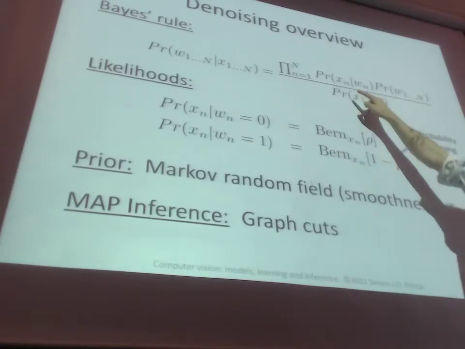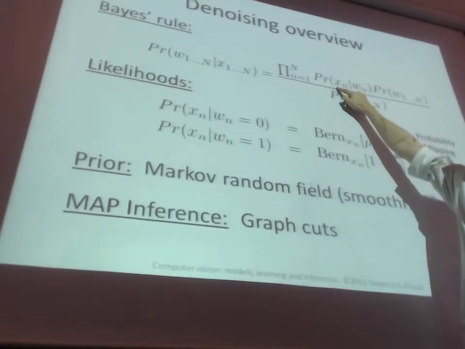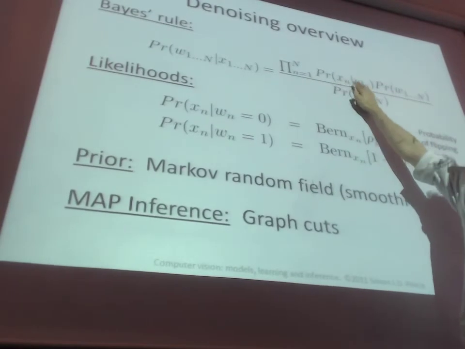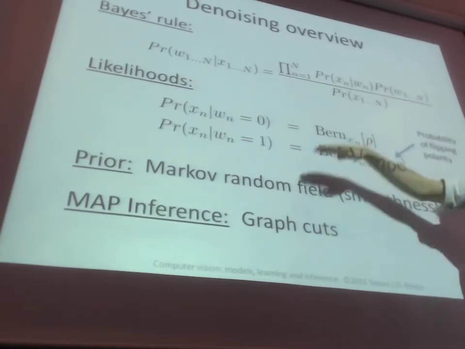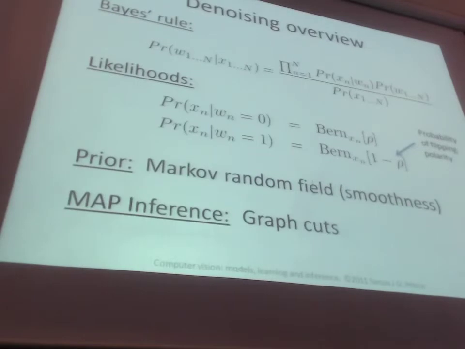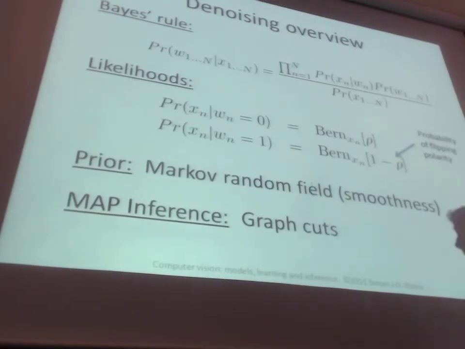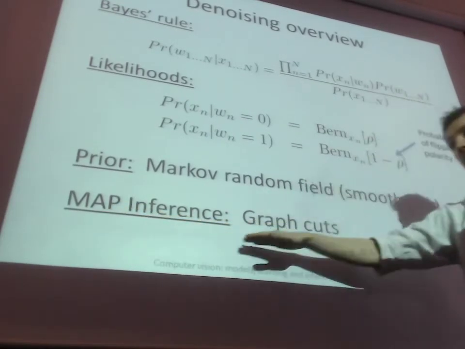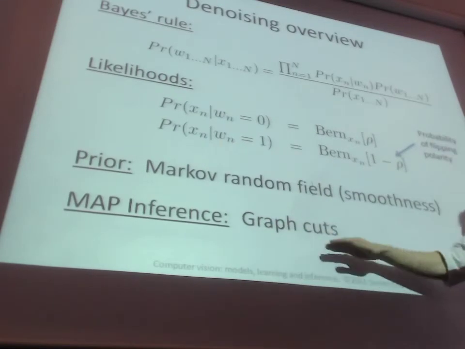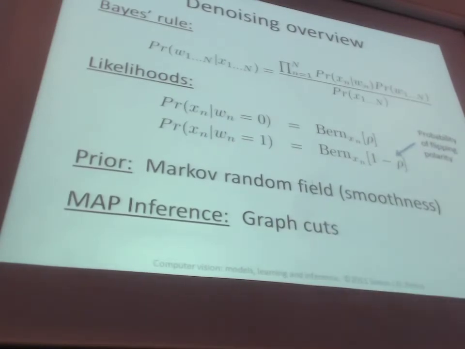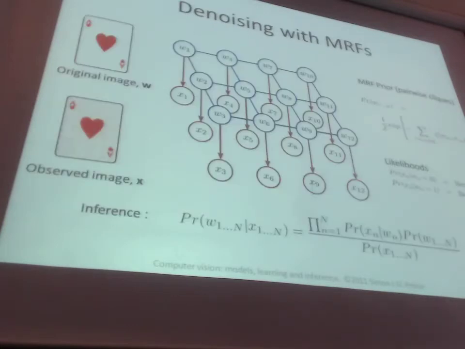But remember, that was just this likelihood function, the conditional probability of xn given wn. We also have our prior, the Markov random field smoothness assumption. Now, the cool thing is that we're going to be able to do maximum a posteriori inference using graph cuts. We did MAP inference last week using dynamic programming, particularly the Viterbi algorithm. This week we're going to use graph cuts. But let me explain again how this fits in terms of our graphical model.